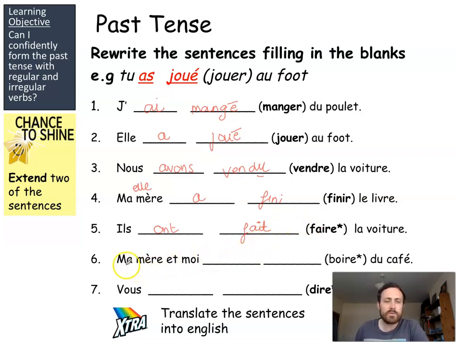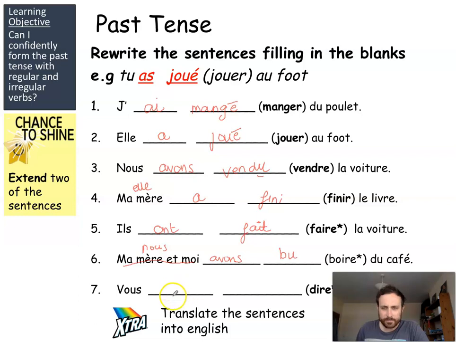Ma mère et moi, again, we've got a slight complication. There's no subject, so we need to think, if this was a pronoun, what would it be? My mum and I, my mum and me. So my mum and I is no longer she, it turns into we, because I'm included in that group. So my mum and I would be we, which in French is the equivalent, is nous. So if we think about nous, this is going to go with that. So our auxiliary verb is avons. So ma mère et moi avons. Now boire is also irregular. It goes to bu du café. So it's my mum and I drank some coffee.